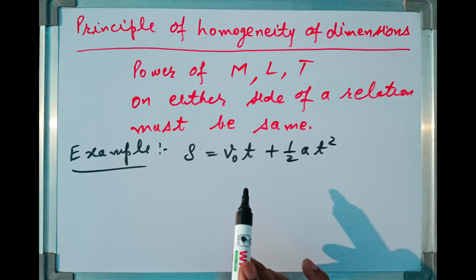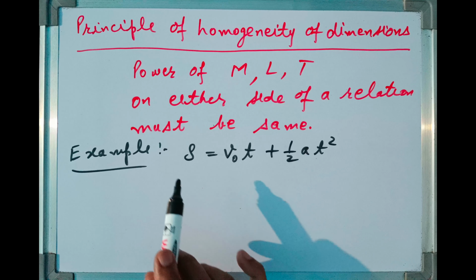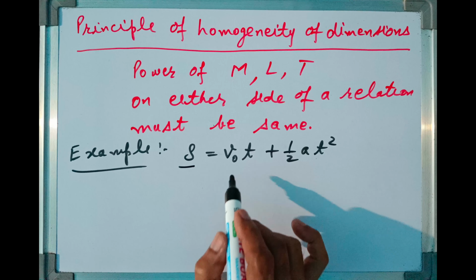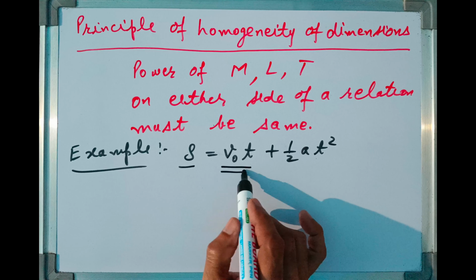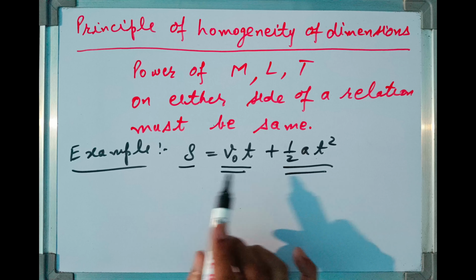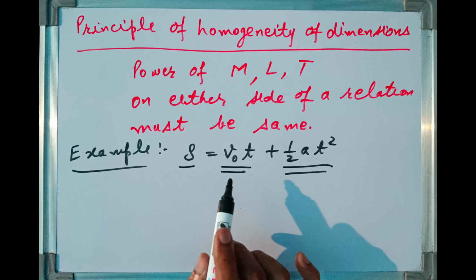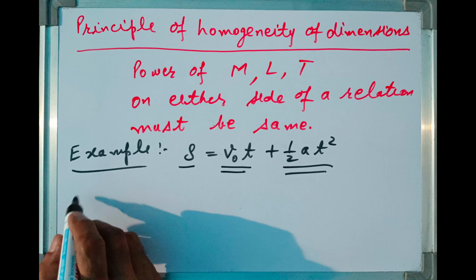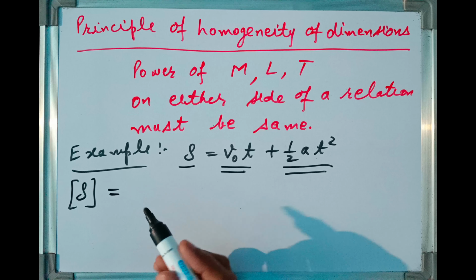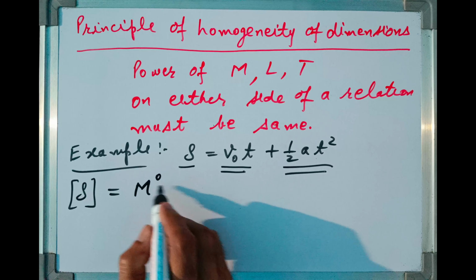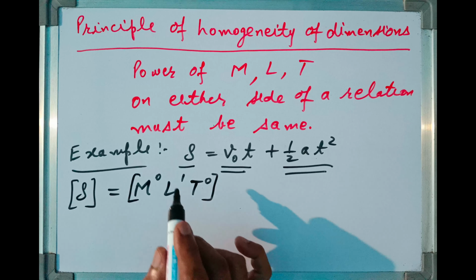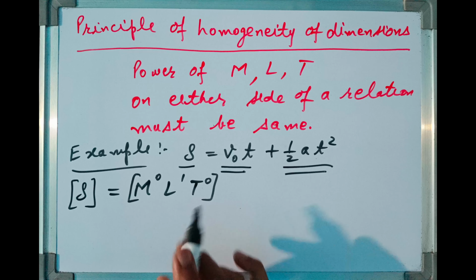So what is the meaning of this principle? This principle says if I find dimension formula of this term S and the term on right hand side, there are two terms on right hand side, dimensional formula of all these three terms must be same. Means powers of mass, length and time will be same. Let me prove it. Suppose I want to write dimension formula of S. S is nothing but distance, so I can write M0 L1 T0. So this is the dimension formula of term on left hand side of this relation.